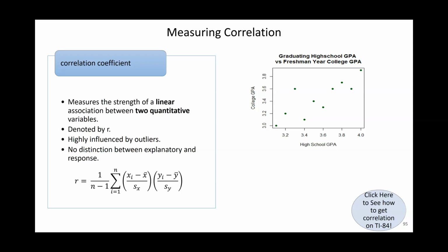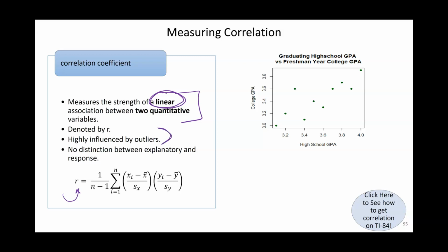So here we're going to define the correlation coefficient. We use a lowercase r typically. You might see an uppercase R for some folks, but I usually will use a lowercase r. It measures the strength of a linear relationship between two quantitative variables. It's really important to note it only measures the strength of the linear relationship.